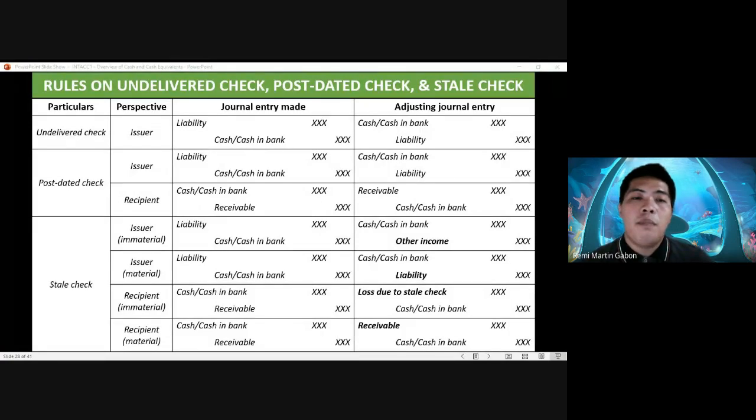By the way, yung recipient side, I'm not sure if there are some reference materials aside from the discussion material that we have in Canvas. Okay? I'm not sure if there are other reference materials that discuss the recipient side for stale check. Kasi yung alam ko lang, yung what I've encountered is on the part of the issuer. But that's my point on the part of the recipient. Okay.